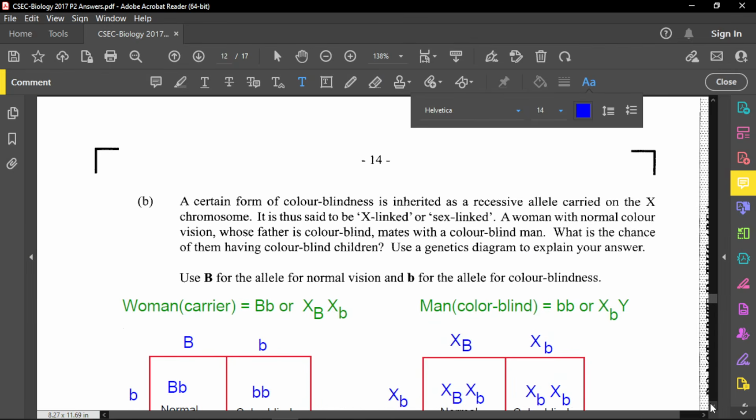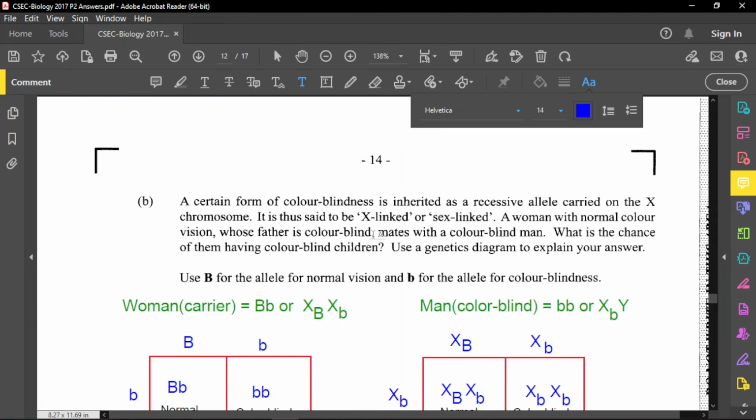Now for part B, for this question, it says a certain form of color blindness is inherited as a recessive allele carried on the X chromosome. So this is going to be key. The allele responsible for color blindness is on the X chromosome. It is said to be X-linked or sex-linked. Now, a woman with normal color vision, whose father is colorblind, so this is now very important. The woman is normal, but her father is colorblind.